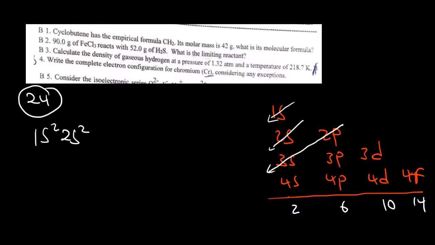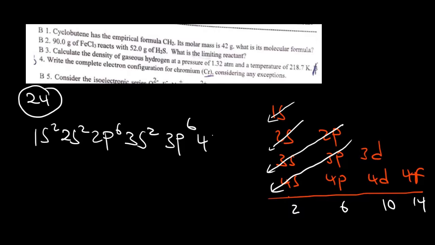So from the 2s we go where the arrow is starting, which is the 2p. The p takes 6 electrons, and then we go to the 3s, which takes 2. Then this arrow comes from the 3p to the 4s. So it will be 3p, which takes 6 electrons, and then we have the 4s, which takes 2 electrons.